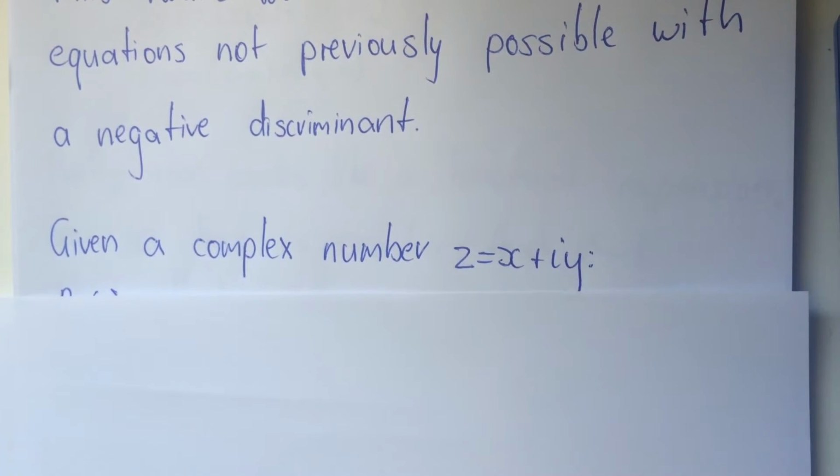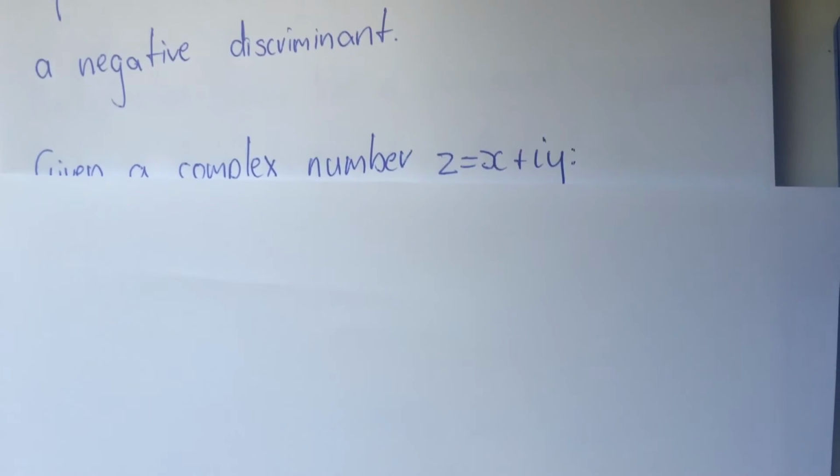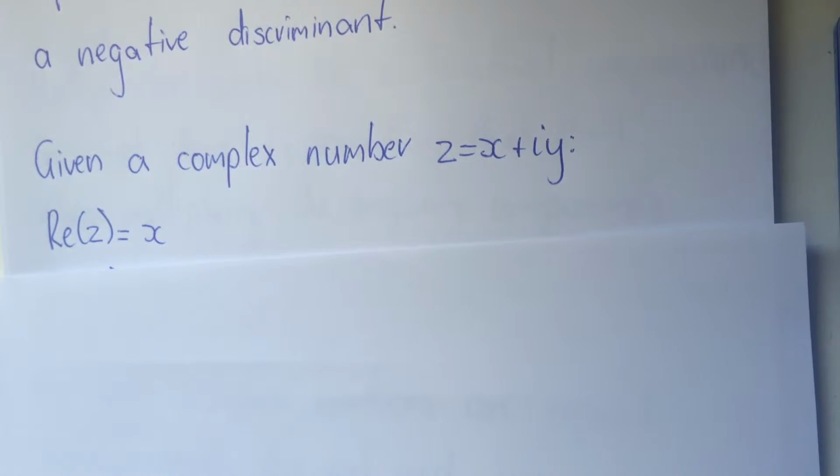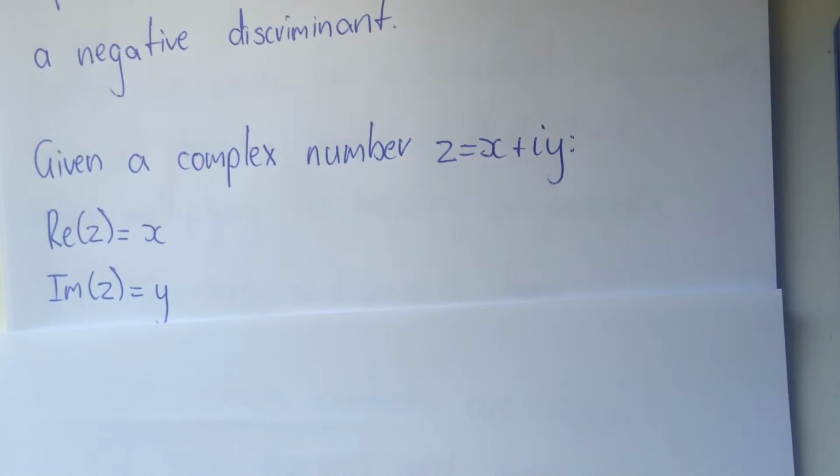Given a complex number z equals x plus iy, it can be said that the real part of z is equal to x. This is because x has no imaginary part, or it has no i attached to it, whereas y does. That's why it can be said that the imaginary part of z is y.